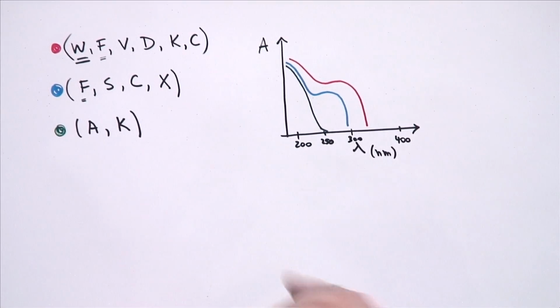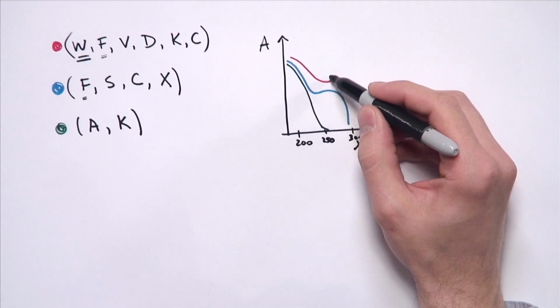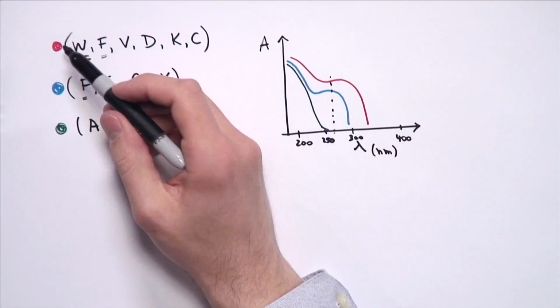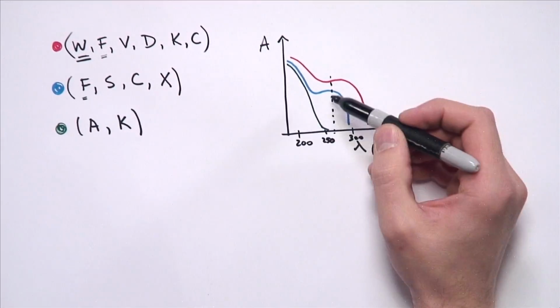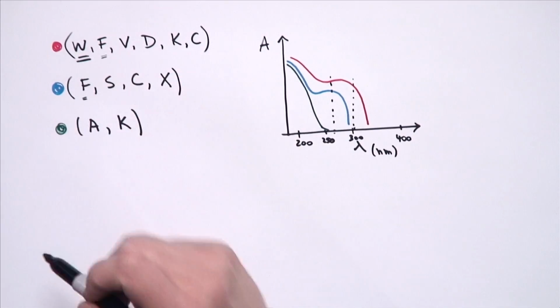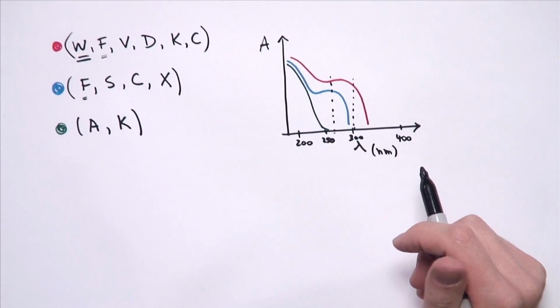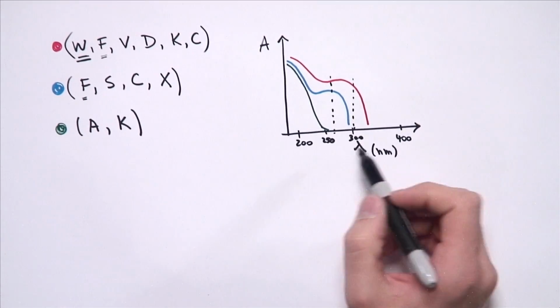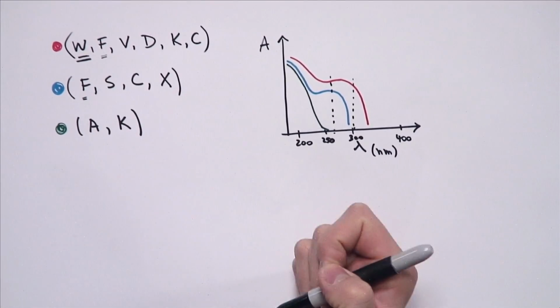So basically, if we're just looking, say, around 260 nanometers, we should see a stronger peak from the red peptide and a weaker peak from the blue one. But if we look around 300, we should only see the red peptide. So that by just using the UV-Vis absorption, we can tell these three peptides apart.